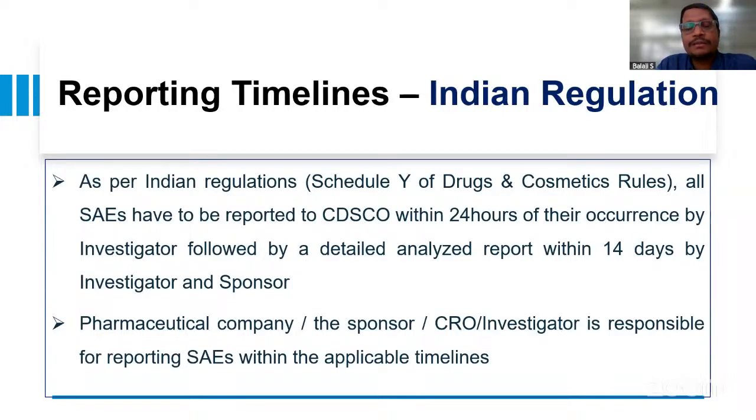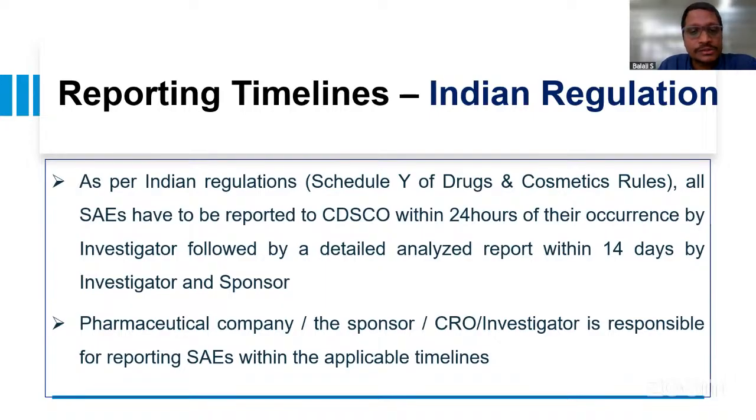Which means that the moment we get to know, within 24 hours, we should inform the CDSCO, the ethics committee, the sponsor, and also the head of the institution of that particular site where the clinical trial is being conducted. And then within 14 calendar days, again, it is the responsibility of the investigator to report it to the same regulatory authorities to whom it was reported as a first report.